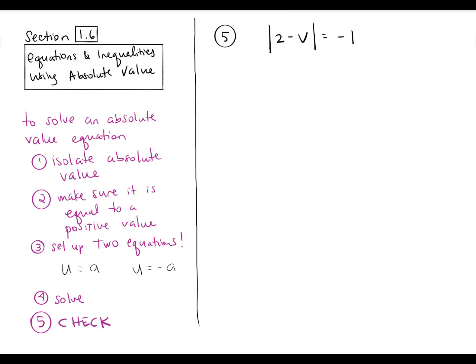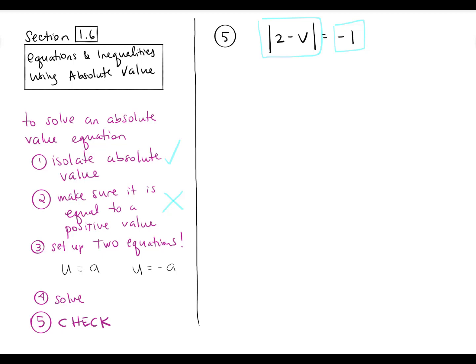Okay, let's go ahead and do question number 5. Let's go ahead and follow the rules on the left. So we want to make sure we isolate the absolute value. We have the absolute value isolated over here, so we're done with step 1. We want to make sure that it's equal to a positive value. That's what step 2 says. Well, look at this. What is it equal to? It's not equal to a positive value.